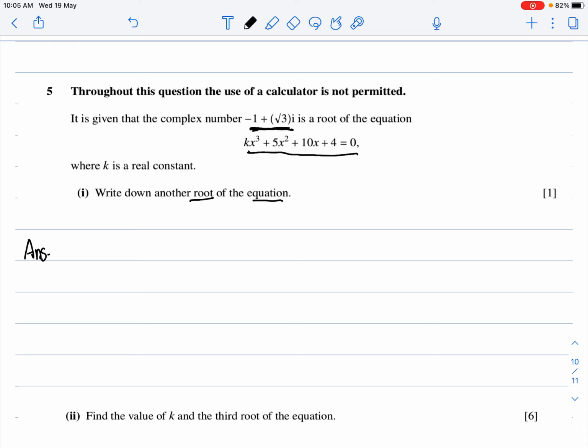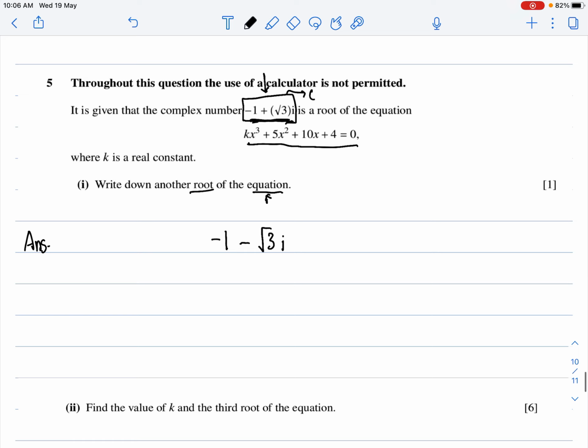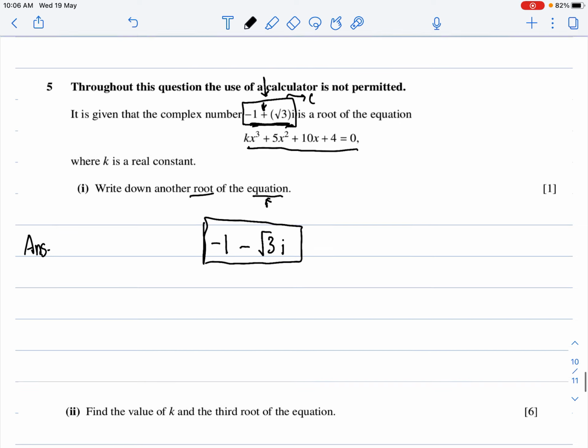So you need to know an important property: when they give you one root here, another root is simply the conjugate of the root. Basically, my answer for the other root is simply minus 1 minus root 3i, which is the conjugate of this. In the conjugate, only the sign of the imaginary part changes. So this is one important property you need to know.